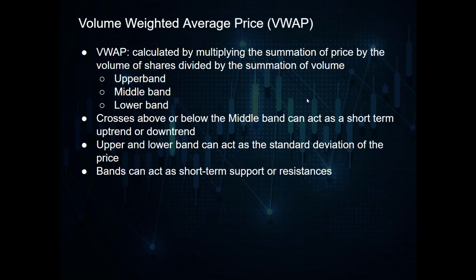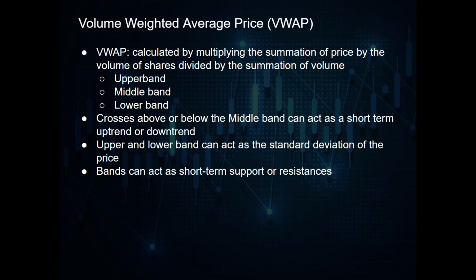The next indicator we'll go into is VWAP, or volume weighted average price. VWAP is very crucial for day trading strategies, but can be utilized for longer term. It's calculated by multiplying the summation of price by the volume of shares, divided by the summation of volume. Essentially, it's a combination of moving averages but factoring in volume.